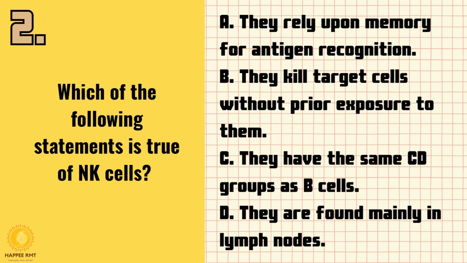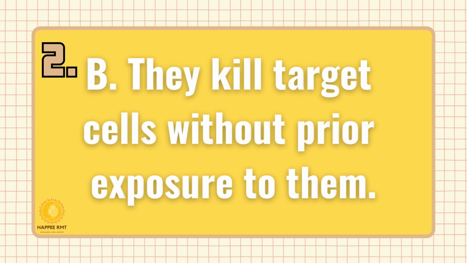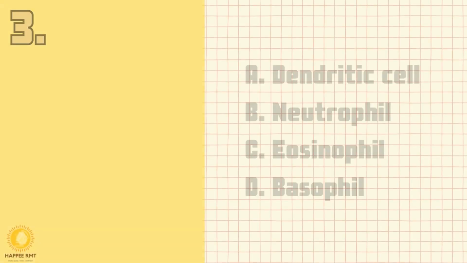Number 2. Which of the following statements is true of NK cells? A. They rely upon memory for antigen recognition. B. They kill target cells without prior exposure to them. C. They have the same CD groups as B cells. Or D. They are found mainly in lymph nodes. Time's up. Answer is B. They kill target cells without prior exposure to them.